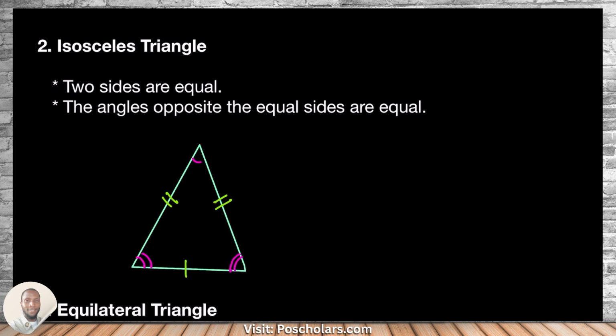Take note, the rule of an isosceles triangle says the base angles are equal. The base angle, that means if here is 60 degree, this angle will also be 60 degree. Then here will be 80 degree. So let's move to the next type of triangle based on side.